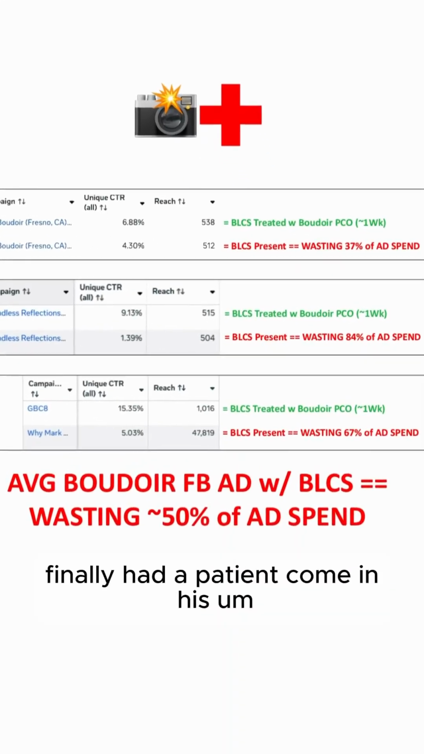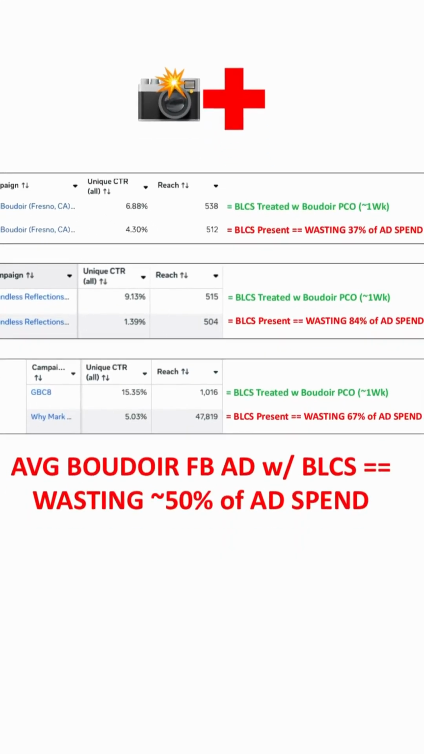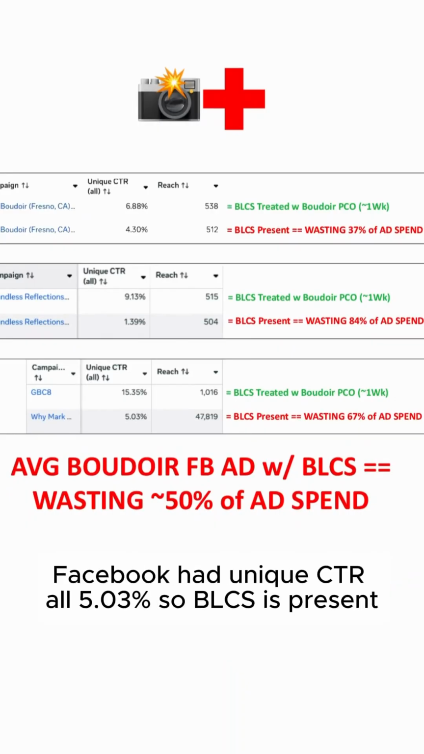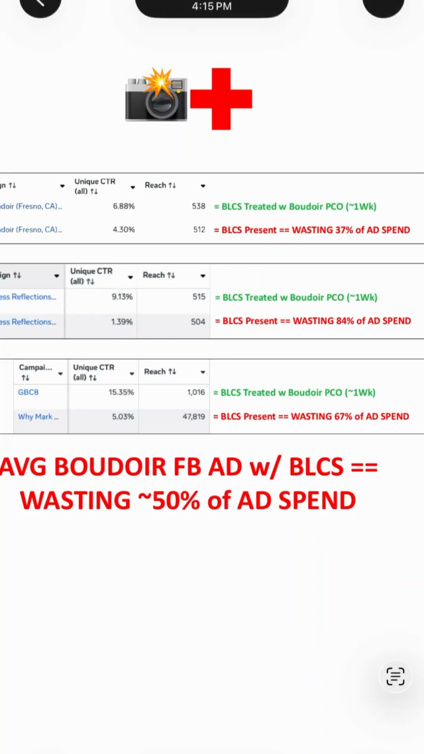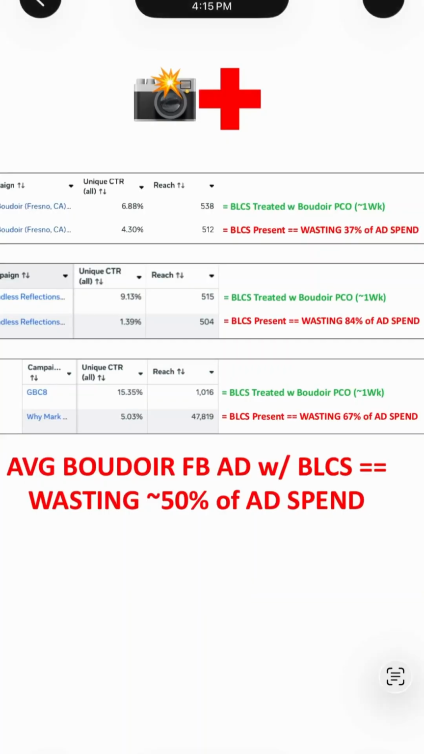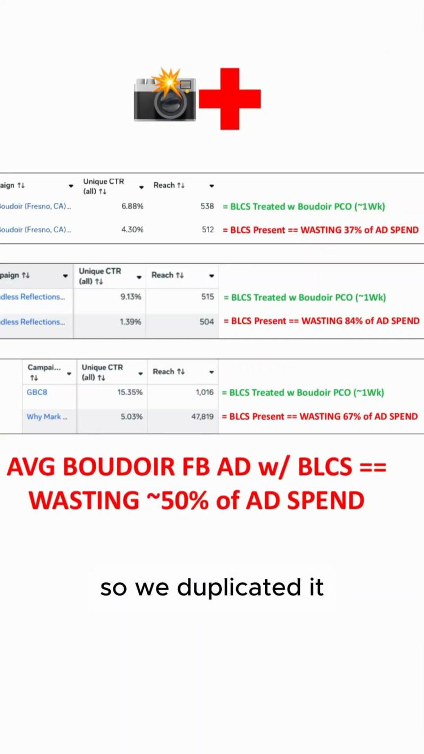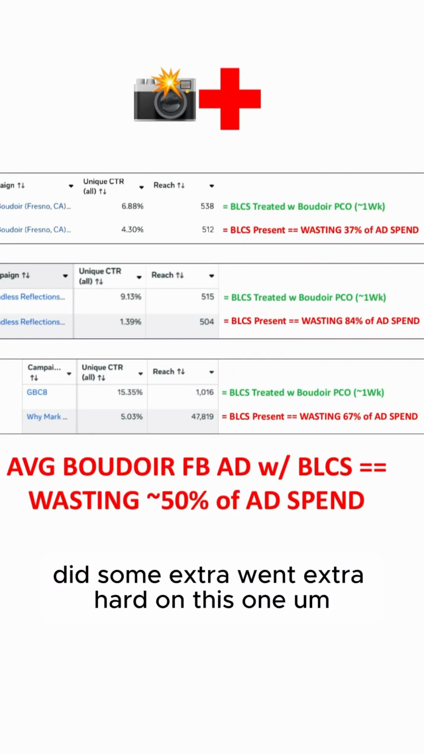Finally, had a patient come in. His Boudoir Facebook ad unique CTR was 5.03%. So BLCS is present. And so we duplicated it, and went extra hard on this one.